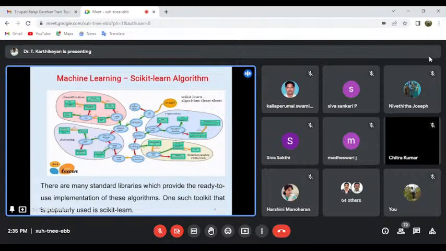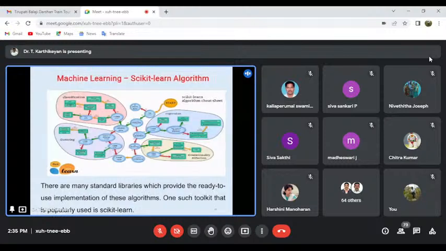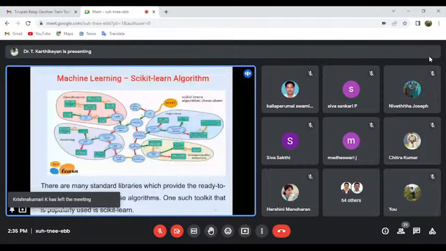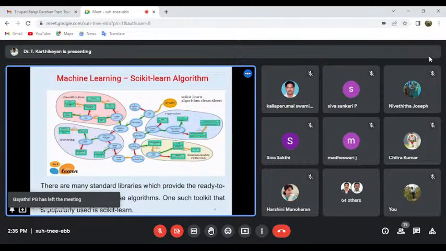Fortunately, most of the time you do not have to code the algorithms mentioned in the previous slides. There are many standard libraries which provide a ready-to-use implementation of these algorithms. This is one of the important aspects of machine learning. We do not need to design our own algorithm. All the algorithms are available in the machine learning libraries, and they are all free to use. We can also modify and edit the algorithm based on our problems to find the solution. One such toolkit that is popularly used is scikit-learn.